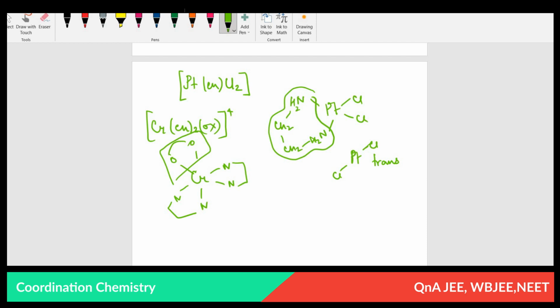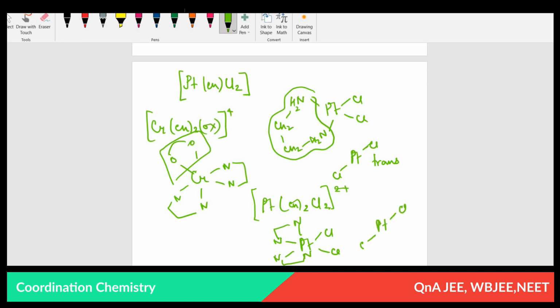Folks, see carefully in option number C, it is Pt(en)2 and Cl2. Right? Now this is possible. If we draw the cis structure for this, this should be this one. Right? Now the corresponding trans structure will be what? When we put the two Cl on opposite sides. So just let us do that.